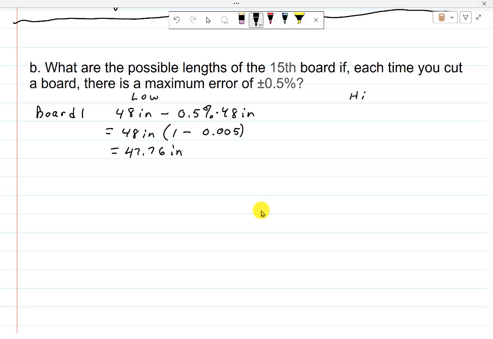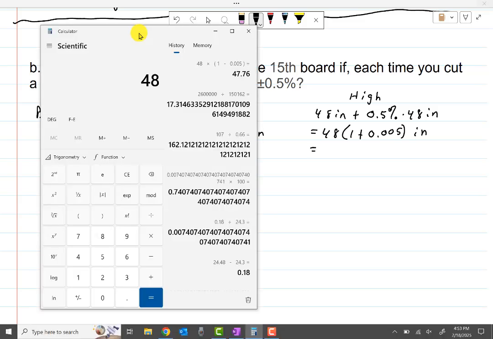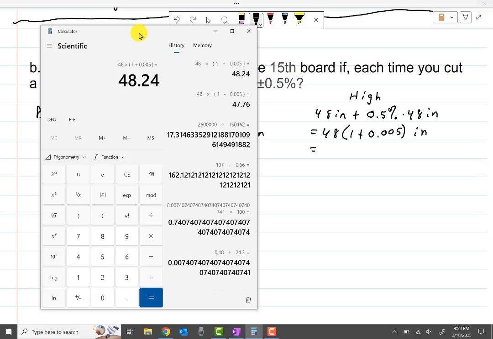For the high end, we're going to take our 48 inches, but we're going to add 0.5% to it. When you factor out the 48, here's what you get. And that's, of course, in inches. Let's use the calculator. 48, start a parenthesis, 1 plus 0.005, end of the parenthesis, and hit enter, 48.24.